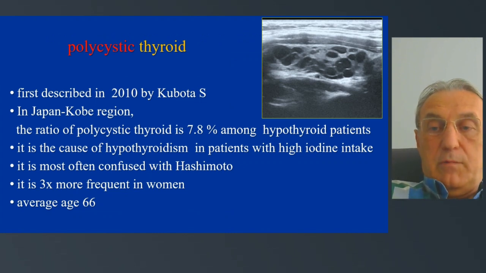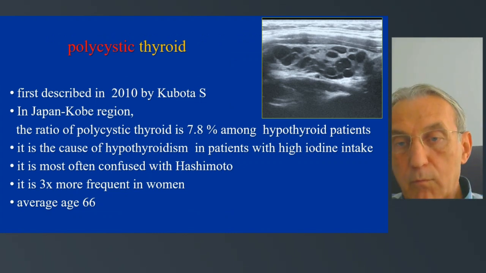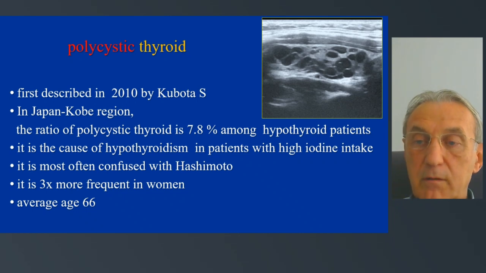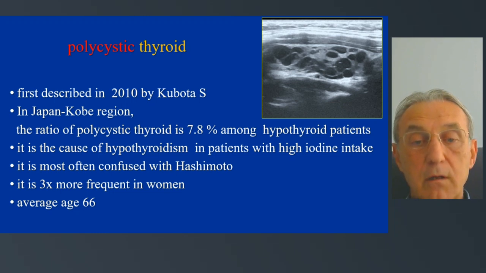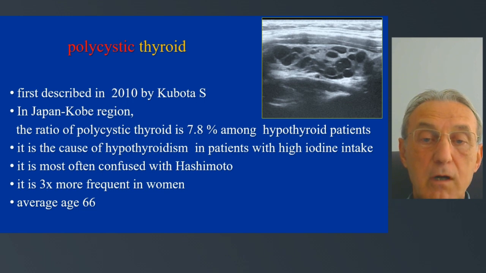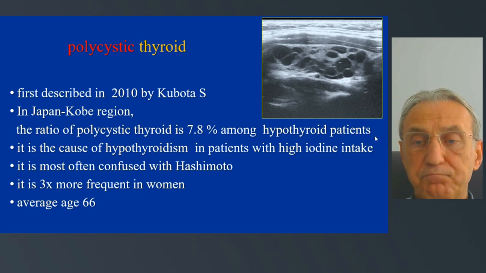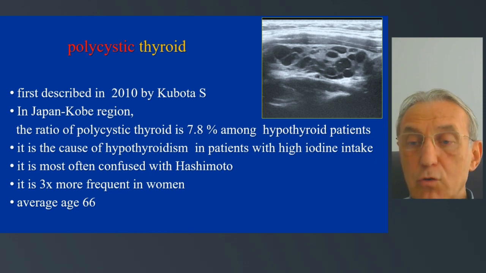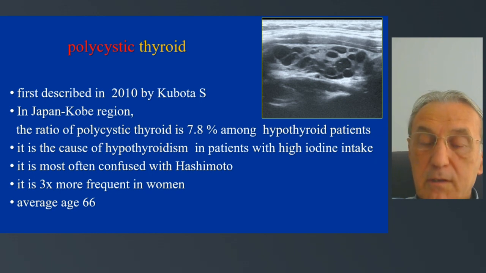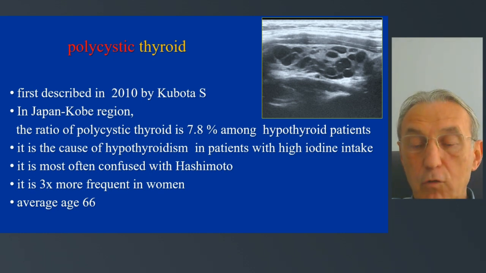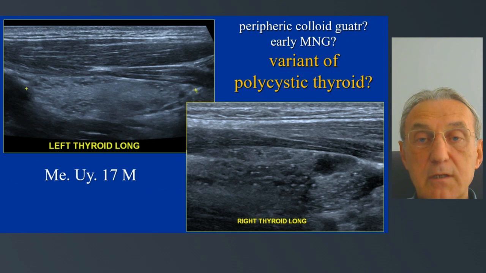Actually, it was first described in 2010 by Kubota in Japan, and it is said that it's more frequent in Japanese or Korean patients. The ratio of polycystic thyroid is almost 8% among hypothyroid patients. It's the cause of hypothyroidism in patients with high iodine intake. It's most often confused with Hashimoto. It is 3 times more frequent in women, and the average age is 66.